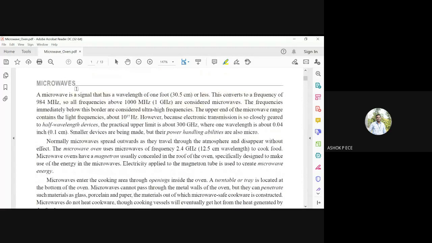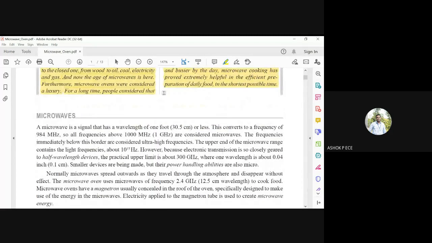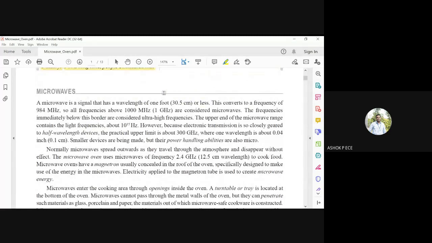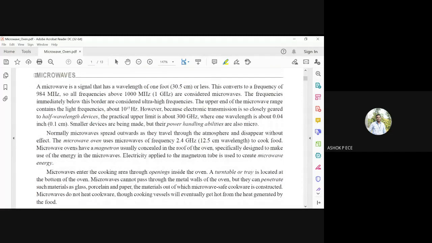Okay, so before starting with microwave ovens, we will know what is a microwave. So microwave is a signal that has a wavelength of 1 foot or less. So you know the basic relation, c = f λ. This is the basic relation you have studied in physics. c is the velocity of light, f is the frequency, and λ is the wavelength. So microwave signals have wavelength of 1 foot, that is approximately 31 centimeters. If you convert that into the frequency, it comes around 984 megahertz.